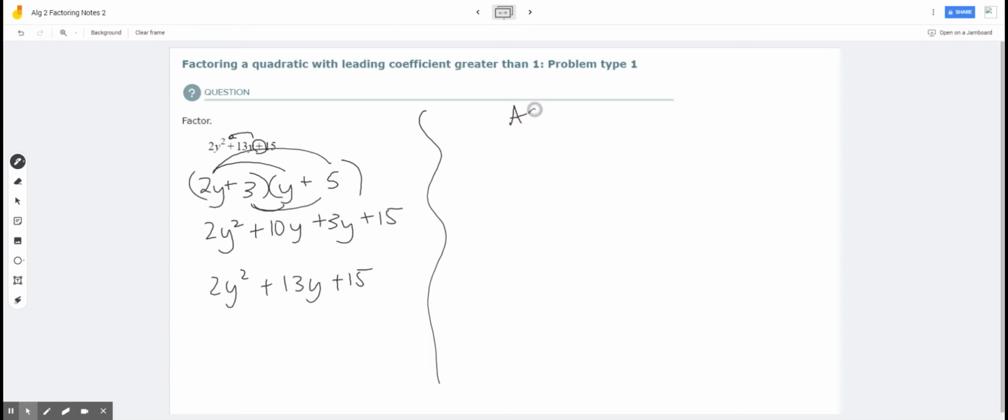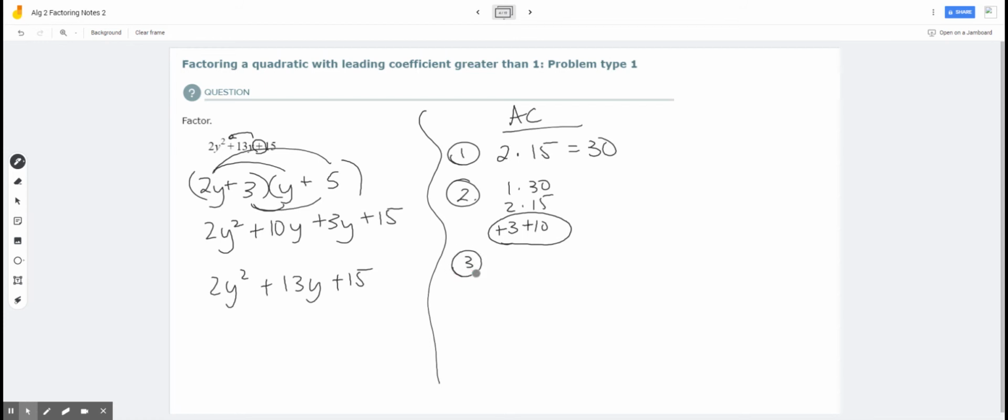Okay, so here's the AC method. Here we go. 1, multiply A times C. So 2 times 15 equals 30. 2, factor 30. 1 times 30, 2 times 15, 3 times 10. We are trying to get to 13, and there we got it. Plus 13 is going to be made up of a positive 10 and a positive 3. 3, rewrite the problem. 2y squared with these guys instead of the 13. Plus 3y plus 10y plus 15.